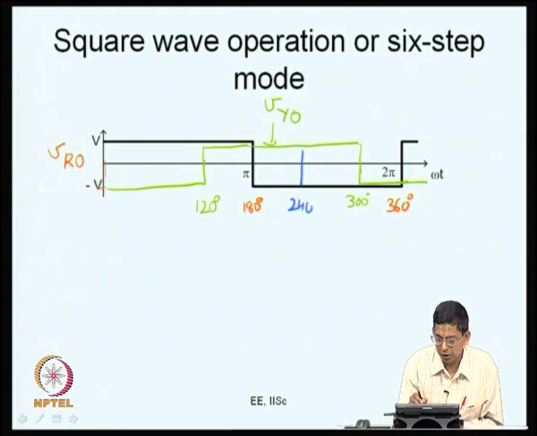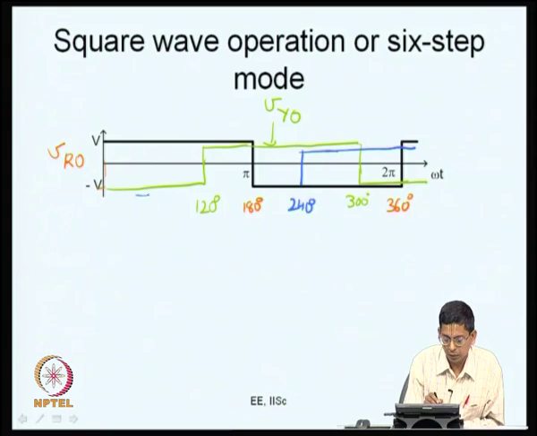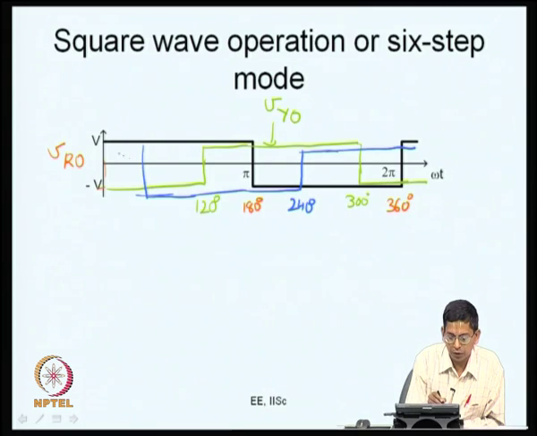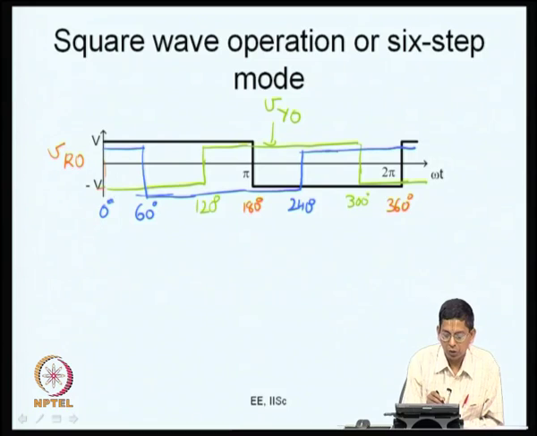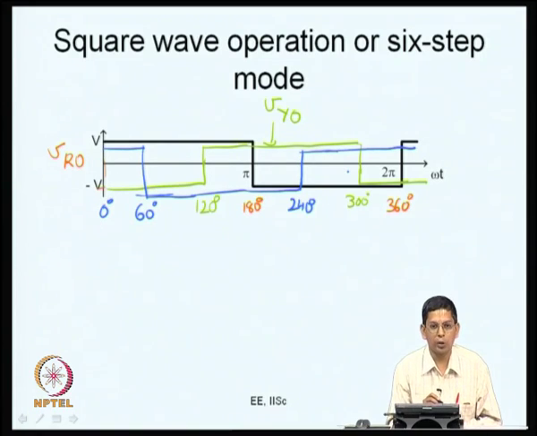So, at 240 degrees the blue phase switches from low to high and it remains high for another 180 degrees, which is 240 plus 180 is 420. Up to 420 it continues to be high, and it is low for 180 degrees before 240, that is up to 60 degrees. So, at 60 degrees it basically switches from high to low. So, this is how you have the 3 pole voltages.